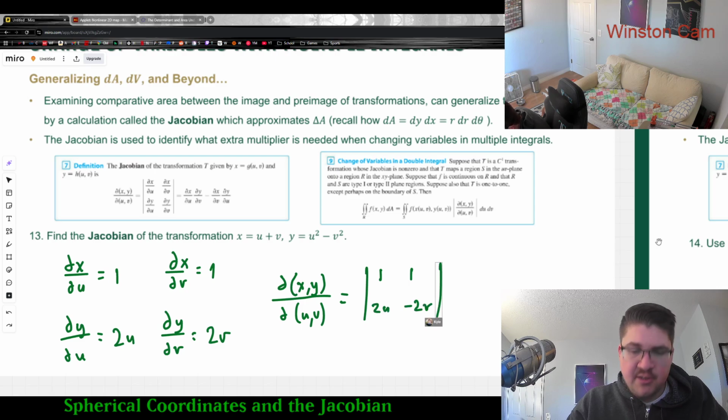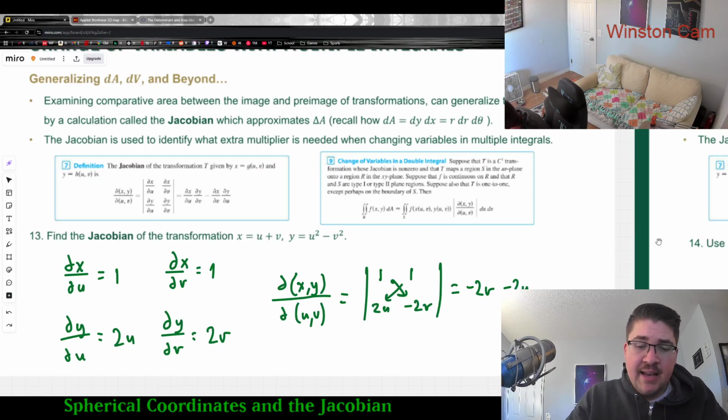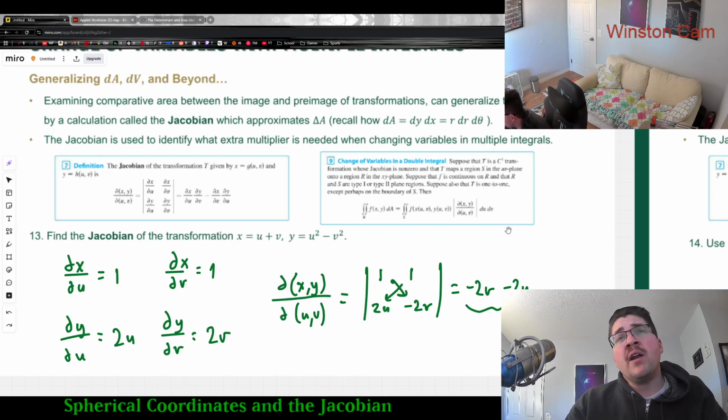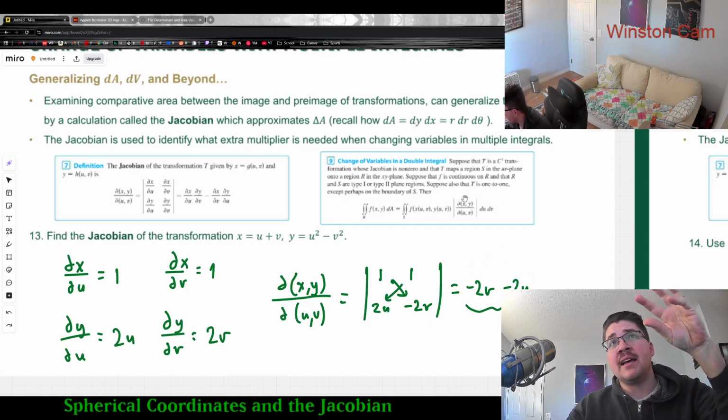And again, to solve the determinant of a 2x2 matrix, we can just take these cross products and go through like so, right? So we're going to have negative 2v minus 2u. In summary, this will be what we call the Jacobian. Now, also, one other thing to notice, say we wanted to solve a hypothetical integral, this is going to be what I need to substitute in as a multiplier in here.